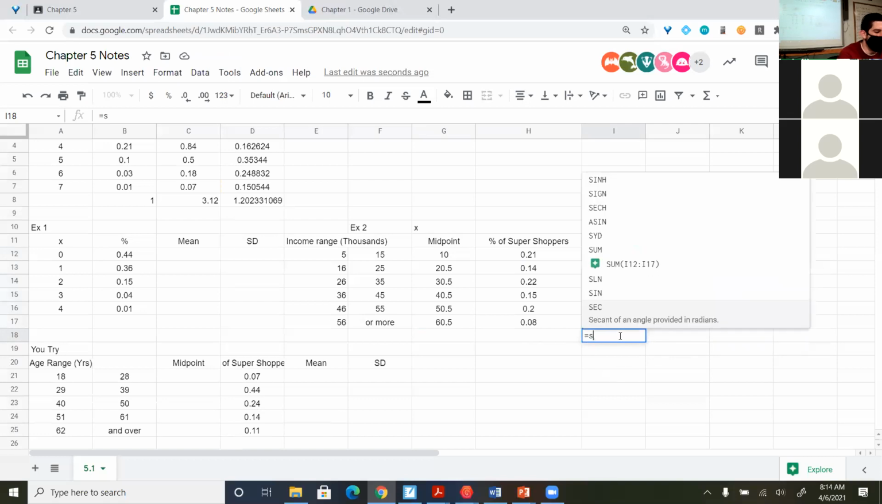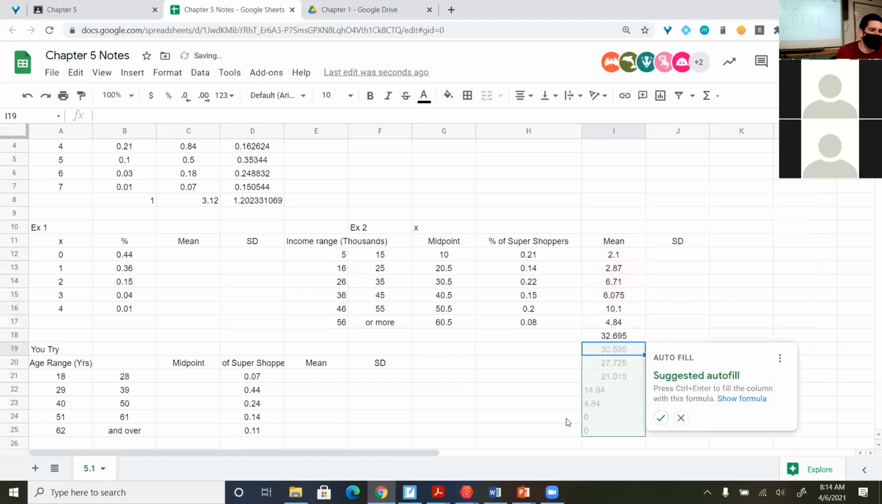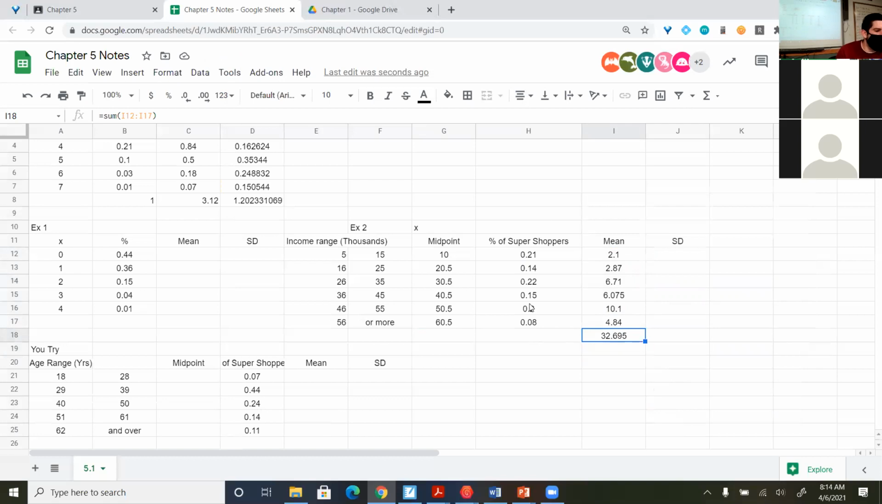So now I am going to add that column together. Autofill, no thank you. So this is saying that the expected income for a super shopper is around $32,695. Give or take how much?